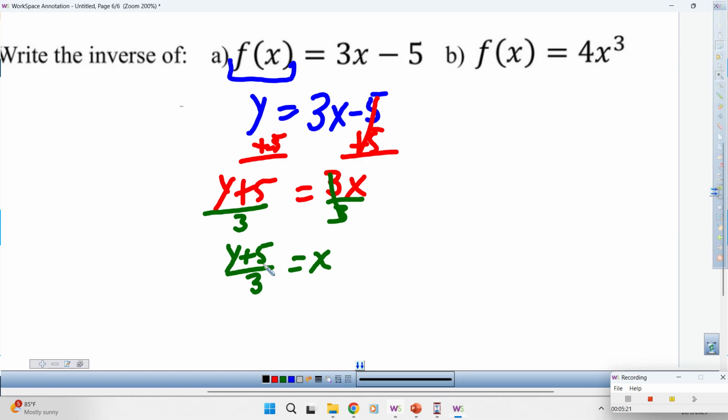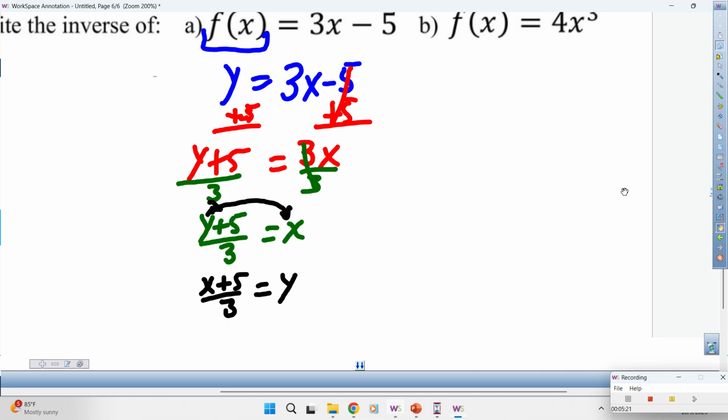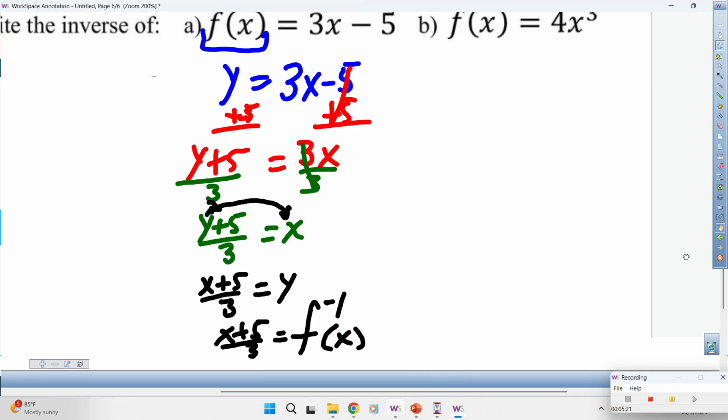Everyone, is this the inverse? No, we swap the variables. All we do is exchange them, so we end up with x plus 5 over 3 equals y. There's no magic thing that we do. But do we leave it in y form? No, Mr. Q. X plus 5 over 3 equals f of x, but with our little inverse sign. All right, not bad, not bad. Hands if you got that by yourself.